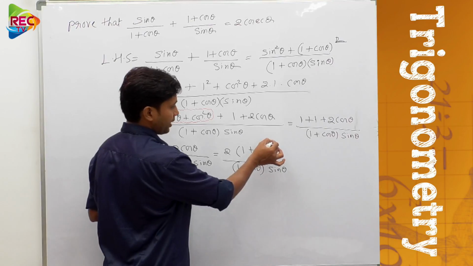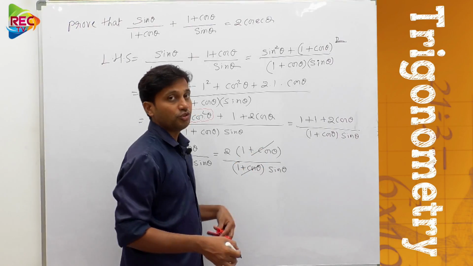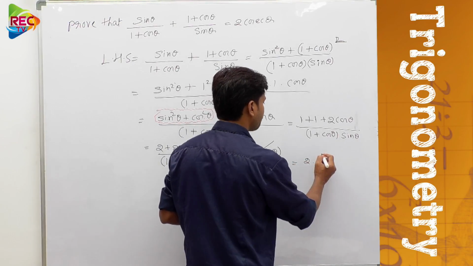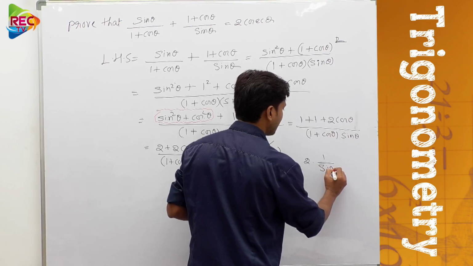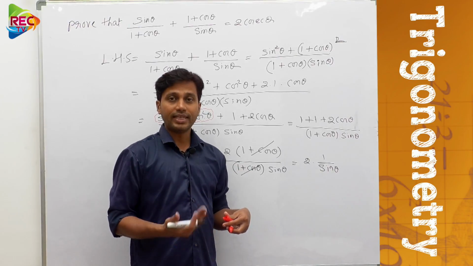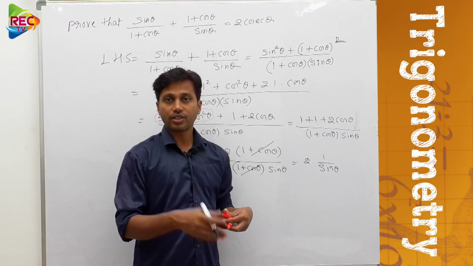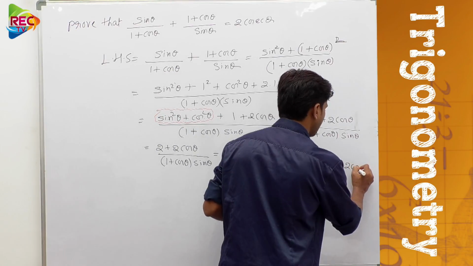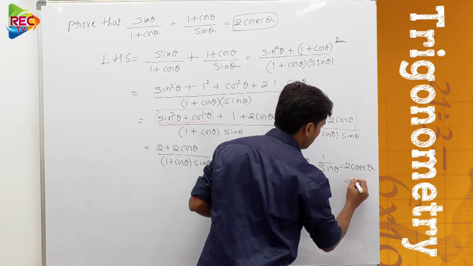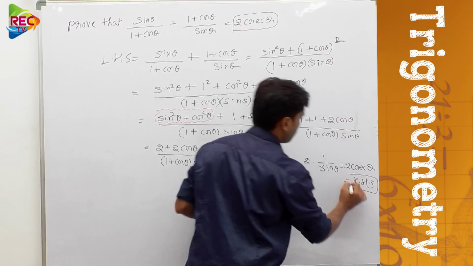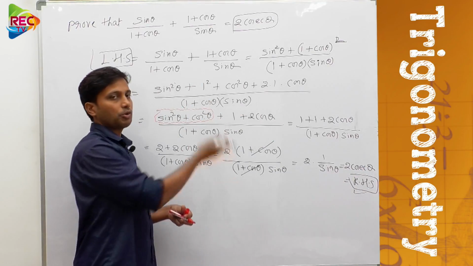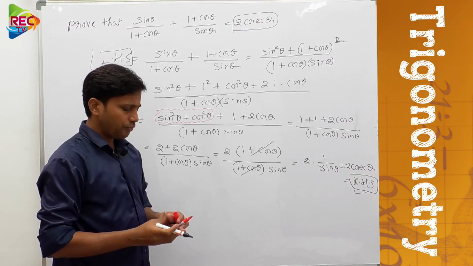Now observe, you can cancel 1 plus cos theta on both numerator and denominator parts, right. So what is left over? 2 into 1 by sin theta. Now further you can replace this 1 by sin theta with cosecant theta, because sin theta and cosecant theta are reciprocals of each other. So therefore that is 2 cosecant theta. So I think we obtained our answer. So that is equal to RHS. So we could prove it, means we took LHS and we got RHS part. So we proved it.